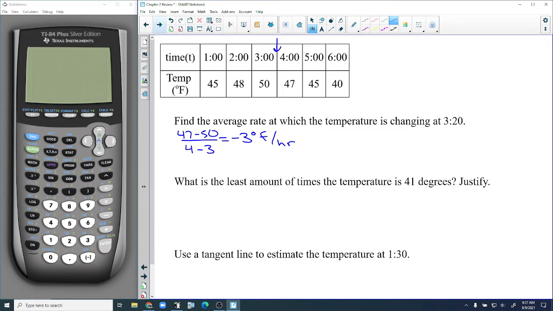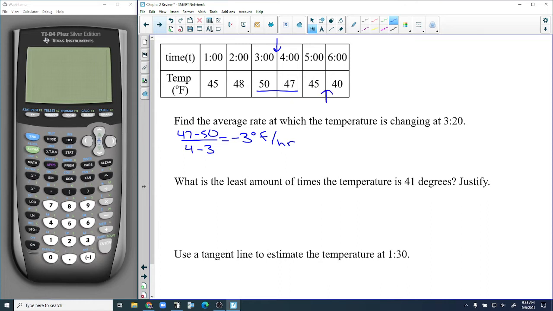What is the least amount of time the temperature is 41 degrees? It could have been more, like between 50 and 47. It could have dropped all the way down to 40 and then back up to 47. We don't know that happened. So the only one we know is right here between 45 and 40.